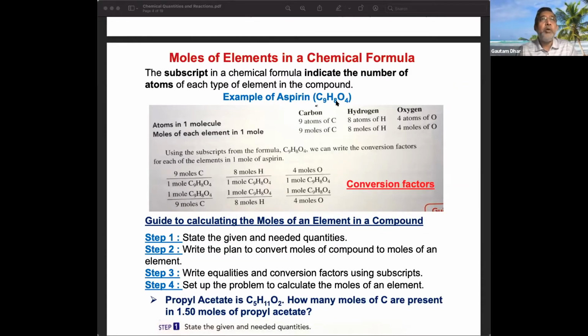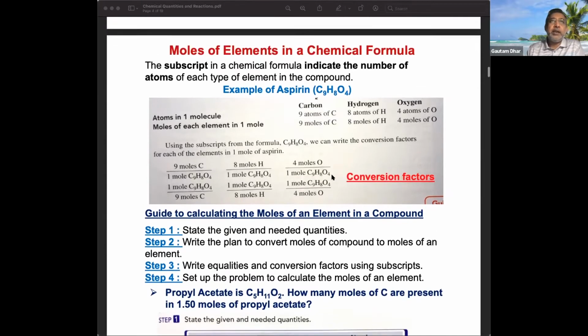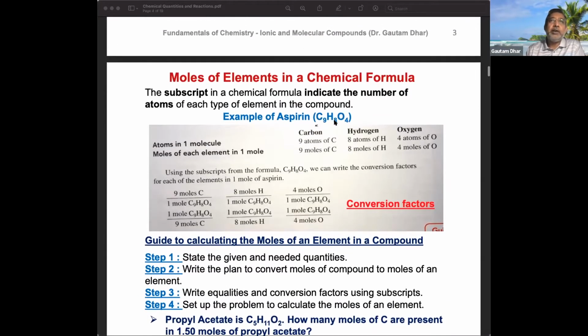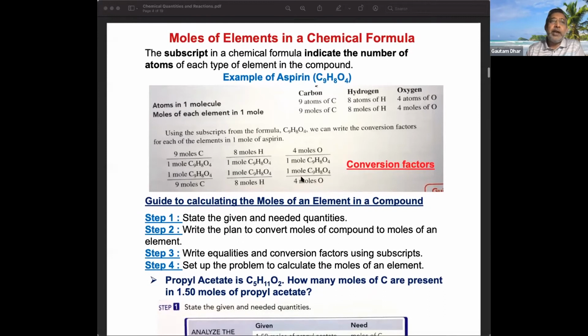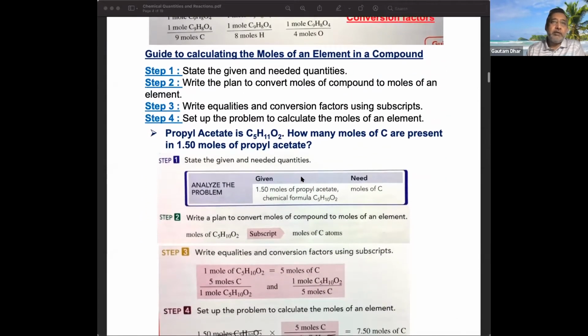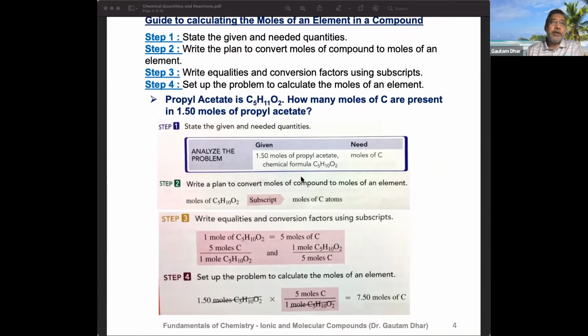So if you take 1 mole of aspirin, then it will contain 9 moles of carbon, 8 moles of hydrogen, and 4 moles of oxygen. Basically we multiplied everything by 1 mole. These are all the conversion factors that you can generate from this simple relationship. So you can count the carbon, hydrogen or oxygen atoms. The idea is that your previous unit should cancel out, and the given unit remains.